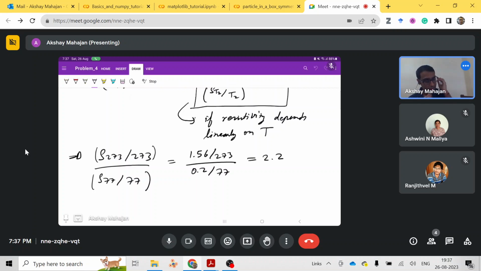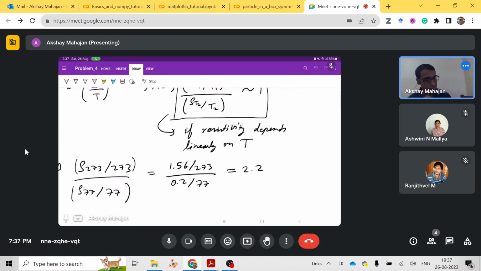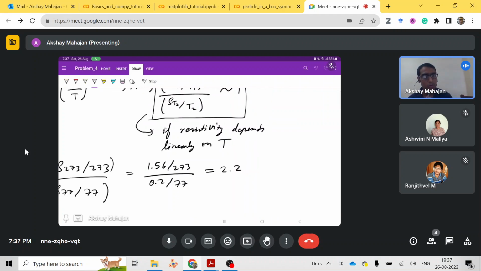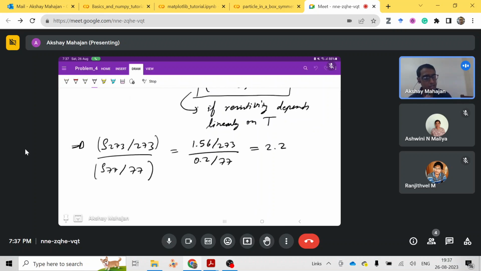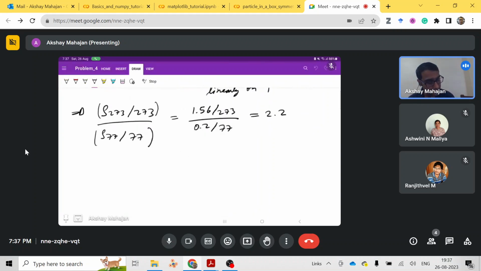So yeah, if we go from 77 Kelvin to 273 Kelvin, the change in resistivity doesn't seem to be linear. It would have been linear if this ratio that we have calculated was close to 1, but it is 2.2. So we can say that from 77 Kelvin to 273 Kelvin, it is not linear. But let's just check for rho at 373 Kelvin.